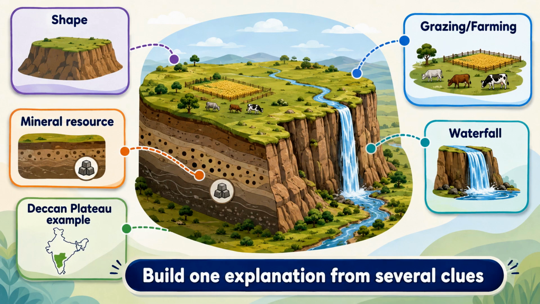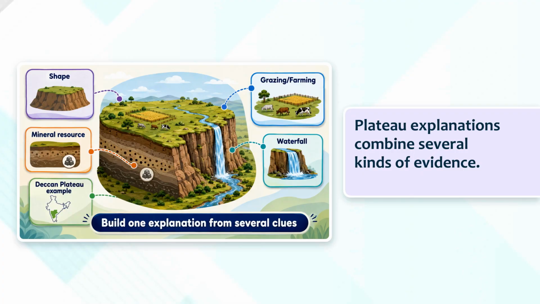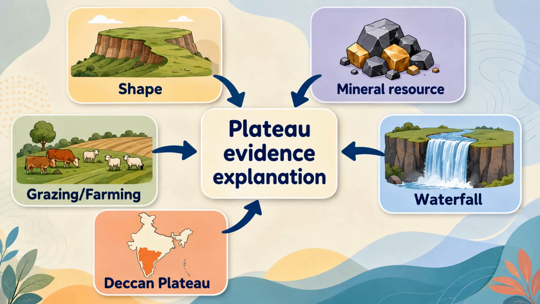Use several clues together: plateau shape, mineral resources, grazing or farming, waterfall, and the Deccan Plateau example. A strong answer connects them without turning patterns into absolute rules. Now make the separate clues work together. Plateau explanations combine several kinds of evidence. Shape, resources, uses, and location can support one answer. A complete explanation links the plateau's shape with resource, livelihood, waterfall, and Deccan Plateau clues. It also keeps the wording careful by rejecting perfect flatness and minerals-only misconceptions.